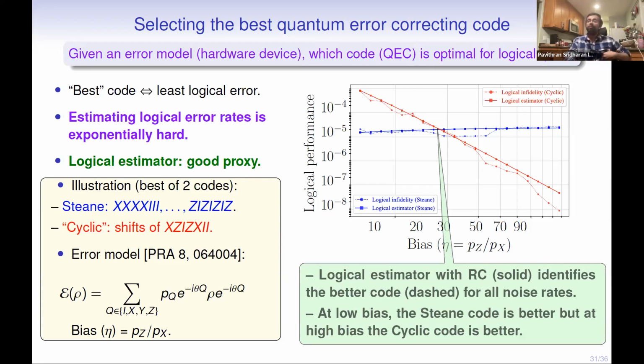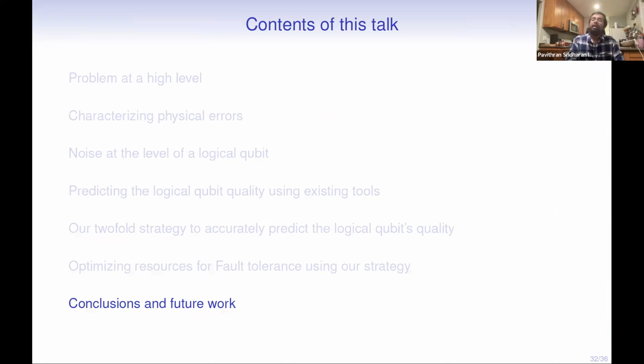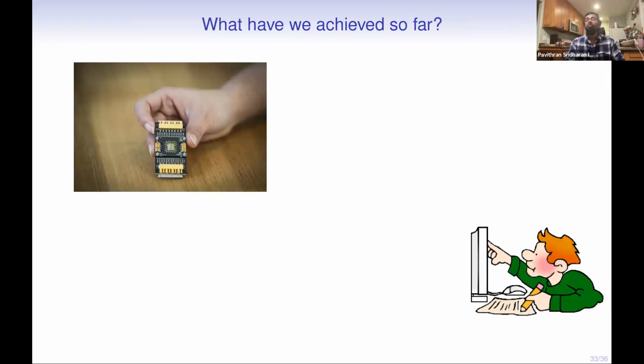Okay, so I have showed you what the logical estimator has in terms of accurately predicting the logical error rate, and one way of using that information to choose between quantum error correcting schemes and optimize the resources we have to achieve better and better suppression of error on the logical qubit. With that, I just want to conclude this, and hopefully I've delivered the main ideas, and just reiterate the points we went through. So let's go back to our main question.